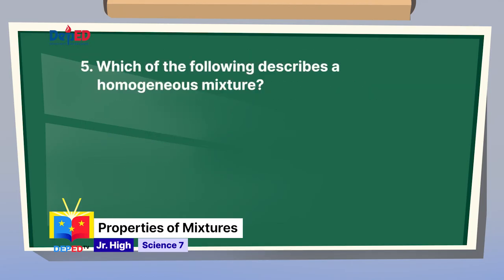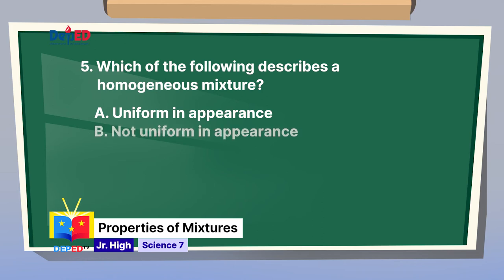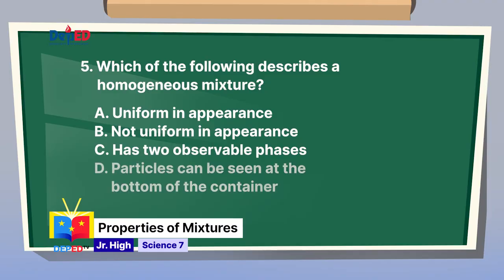Number 5. Which of the following describes a homogeneous mixture? A. Uniform in appearance. B. Not uniform in appearance. C. Has two observable phases. D. Particles can be seen at the bottom of the container. A homogeneous mixture has a uniform composition and only one observable phase. The correct answer is letter A.